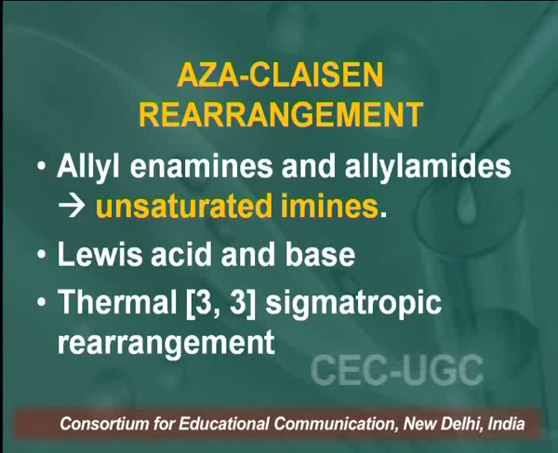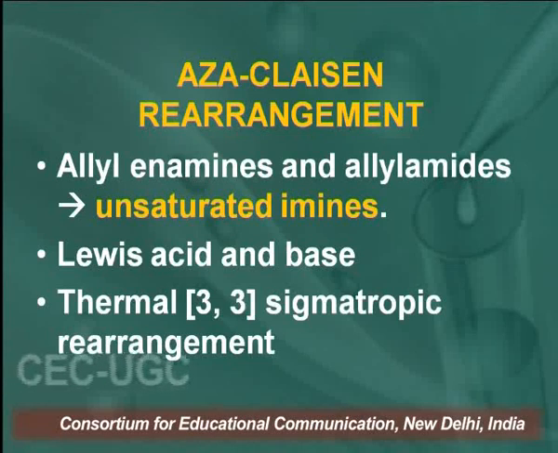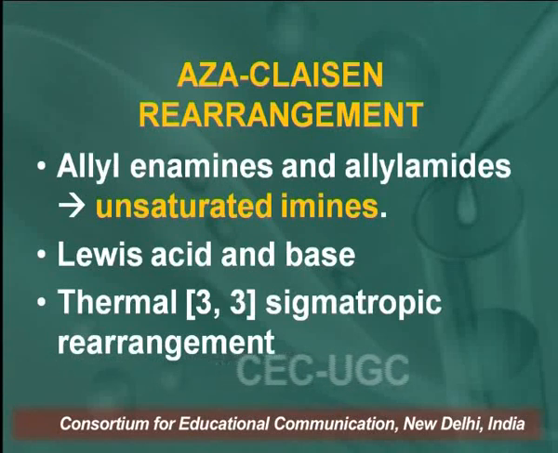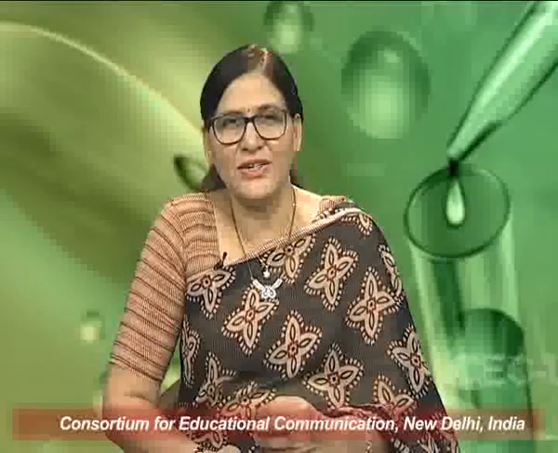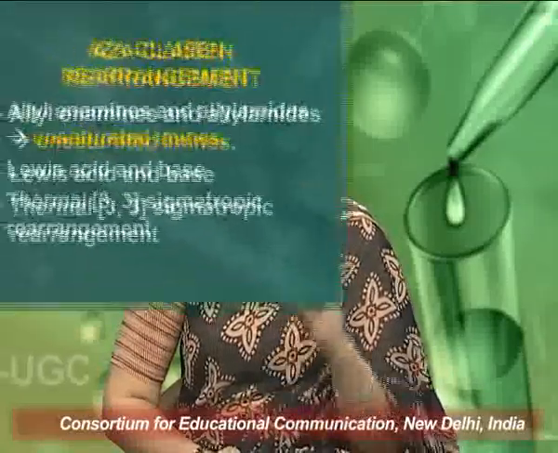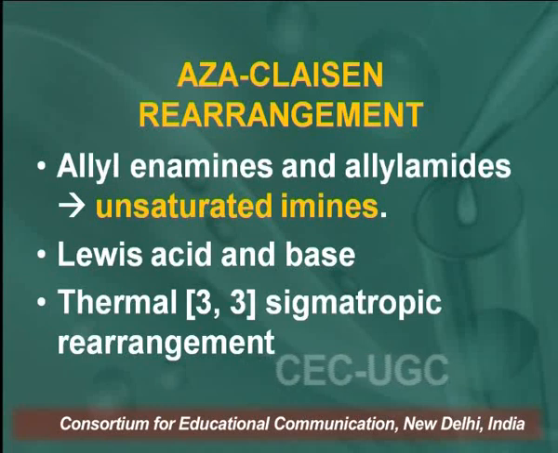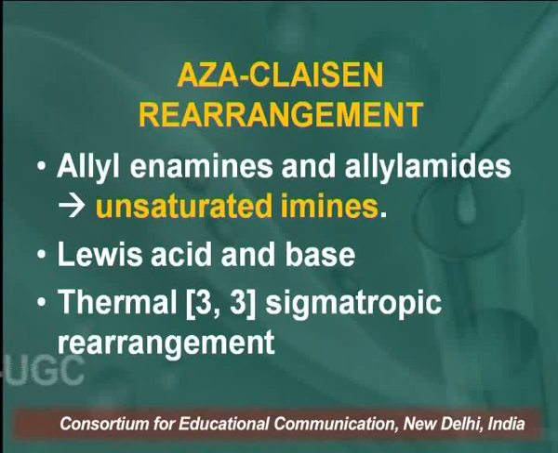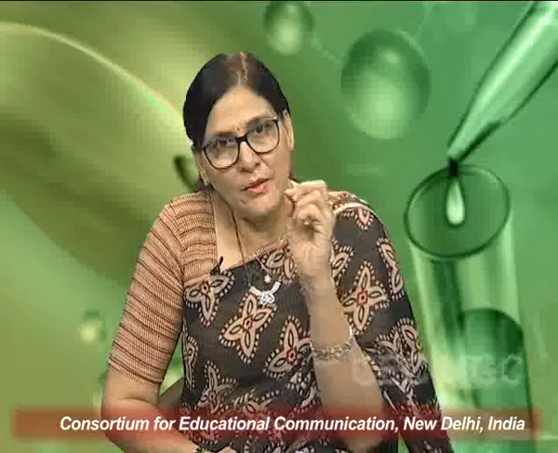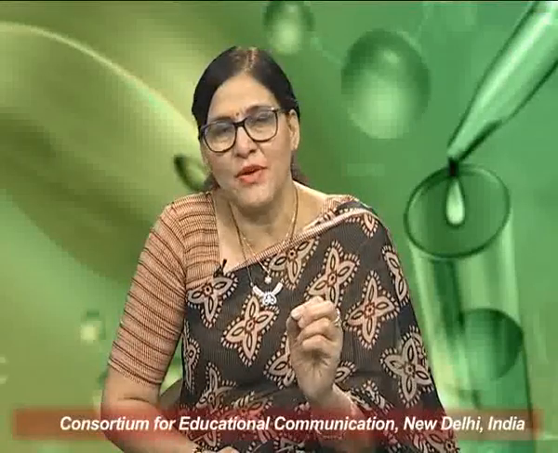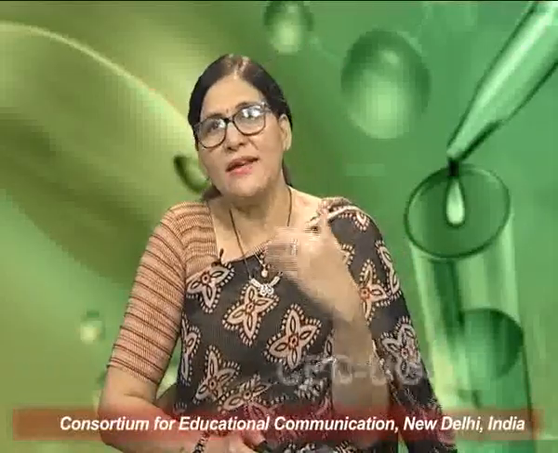Now another variant of Claisen rearrangement reaction is the Aza-Claisen rearrangement reaction. What is Aza-Claisen reaction? In Aza-Claisen rearrangement reaction, allyl enamines and allyl amides, both having allyl groups, right, are converted into unsaturated imines. That is why we call it Aza. Aza means a carbon double bonded to a nitrogen atom. We get a product where there is an Aza group. That's why we call it Aza-Claisen reactions.